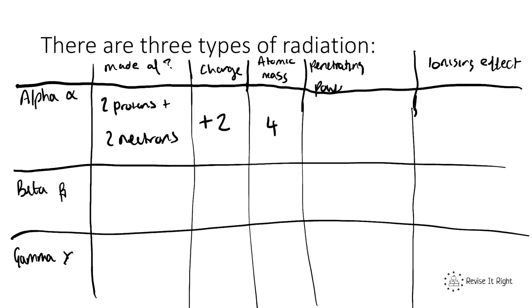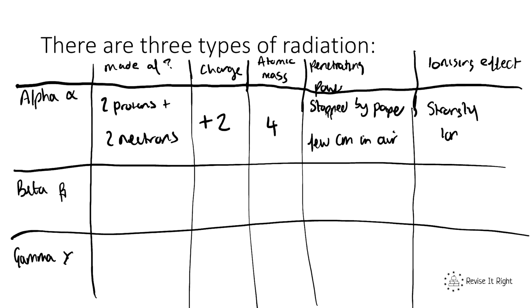In terms of its penetrating power, it's stopped by a thin piece of paper, or its range is a few centimetres in air. And it's strongly ionizing. Now you'll remember earlier we said that ionizing radiation is radiation that knocks electrons off of atoms. Therefore, alpha particles easily knock electrons off of atoms.